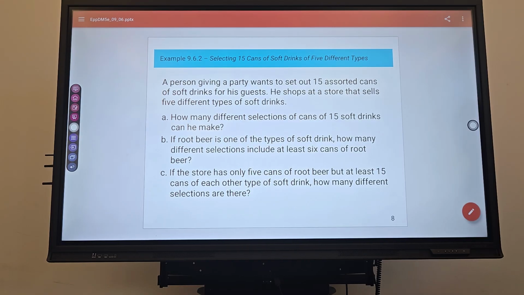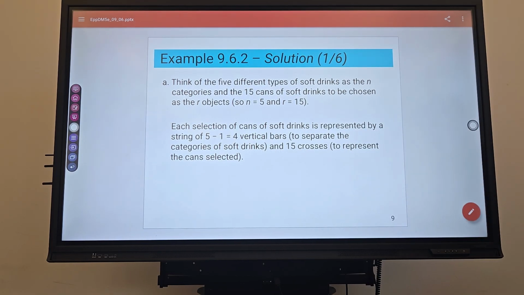A little bit more complicated in the counting category here. Well, with part A, think of the 5 different types of soft drinks as the n categories, with the 15 cans of soft drinks to be chosen as the R objects. So n equals 5 and R equals 15. Each selection of cans of soft drinks is represented by a string of 5 minus 1, or 4 vertical bars to separate the categories of soft drinks, and 15 crosses to represent the cans selected.